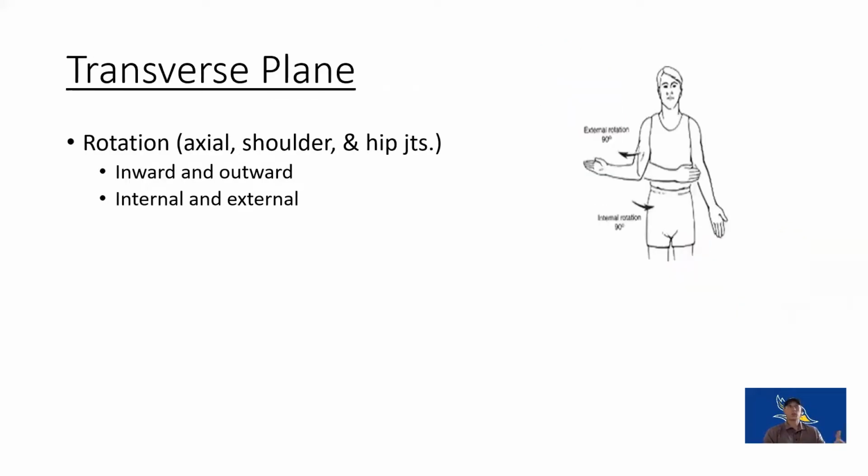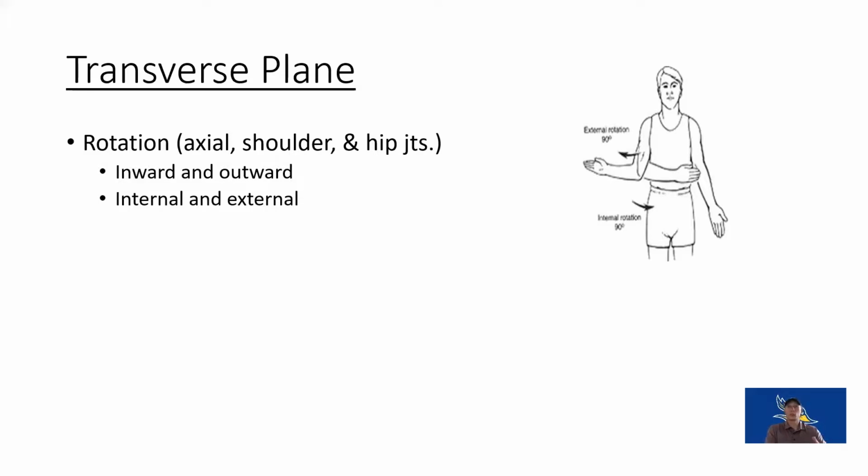Okay, now let's shift over to the transverse plane. Transverse plane motions are twisting. Okay, these are spinning, twisting. Think transverse, twist. So we have inward and outward or internal, external rotation. I'm going to predominantly use internal and external rotation for this class. Internal rotation rotates that joint in towards the midline. External rotation rotates it away from the midline.